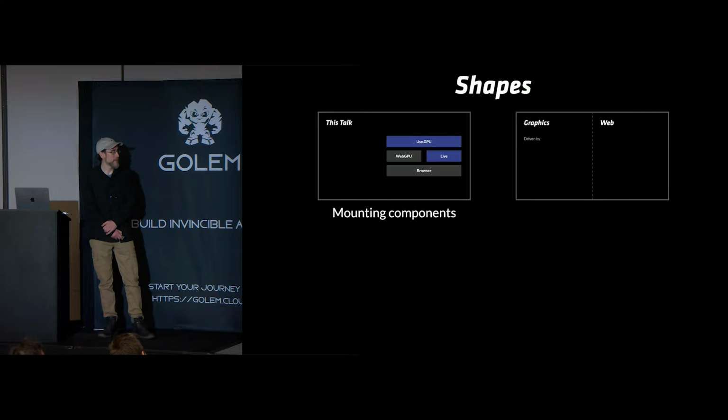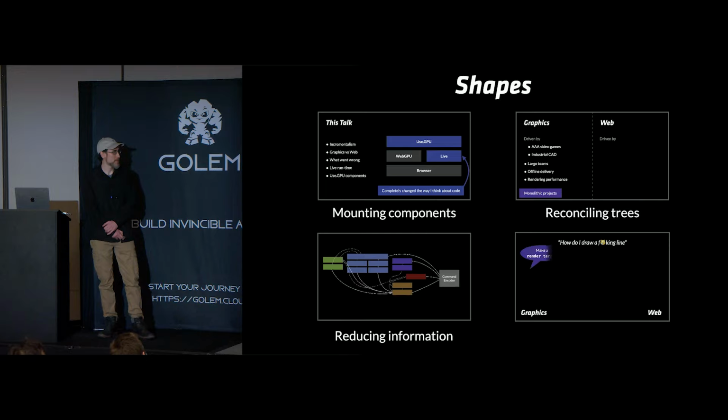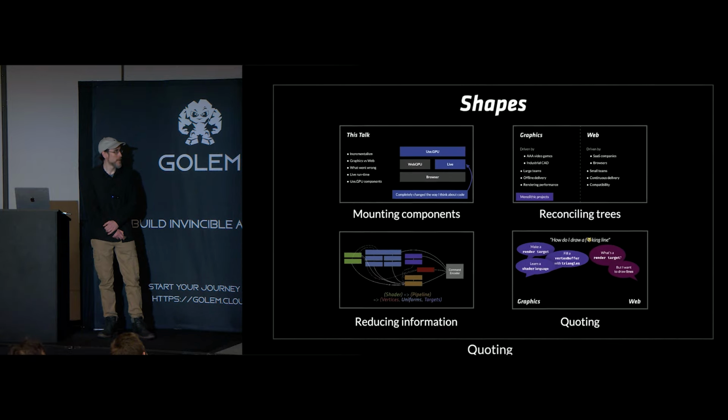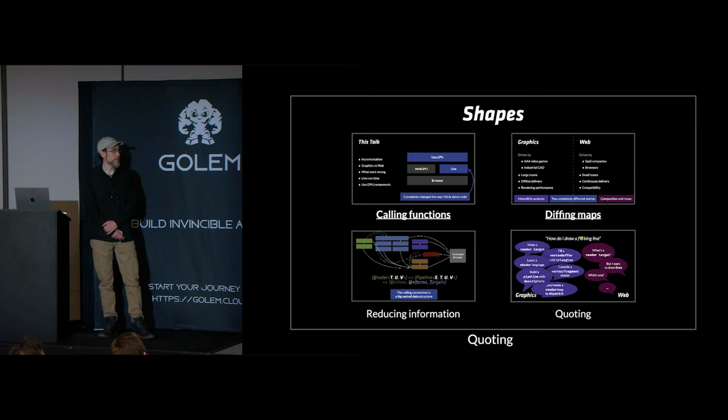In this talk, I have mounted components, I have reconciled trees, I have reduced information, and I have quoted, and I have quoted. But maybe mounting components is just calling functions. Maybe reconciling trees is just diffing maps. Maybe I'm just returning values and sandboxing things. Maybe that's all you need to make Use.GPU.